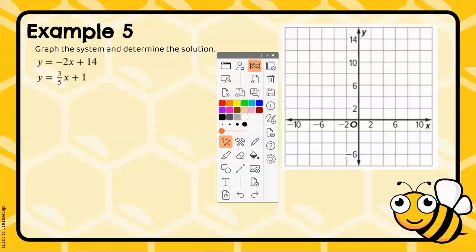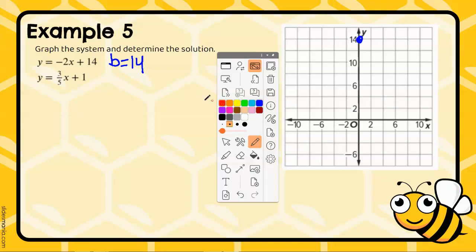All right, so we are looking at this system, and they want us to graph it and determine the solution. Now, both of these are in slope-intercept form, which means that I'm going to use slope-intercept form to graph. So step one, for the first one, we're going to find our B. Our B is 14, so we are going to put a dot on 14.